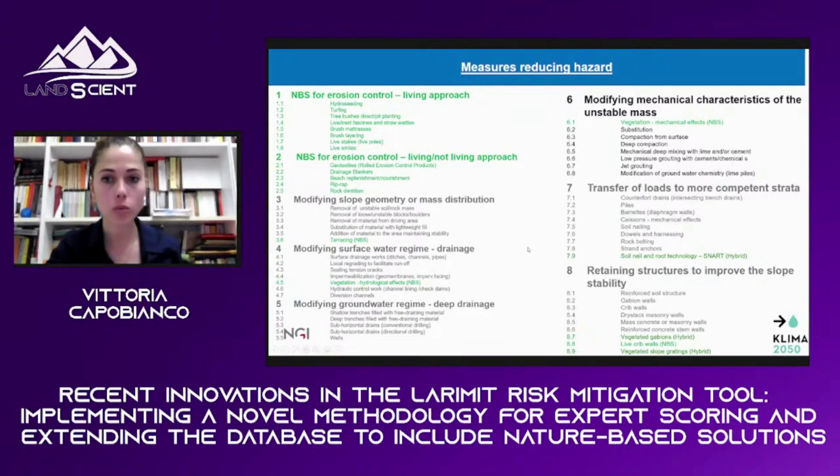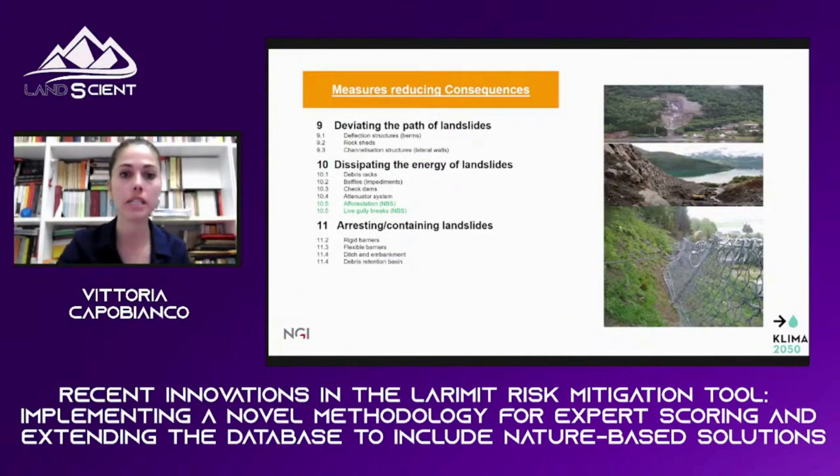So let's say that we want to use a mitigation measure for modifying the slope geometry or the mass distribution. Then we may have 6 options. For example, removal of unstable soil or rock mass, or substitution of material with a lightweight fill, and so forth. So this is how the database looks. And right now we have more than 80 mitigation measures updated and available on the database. And here are those for reducing the consequences.